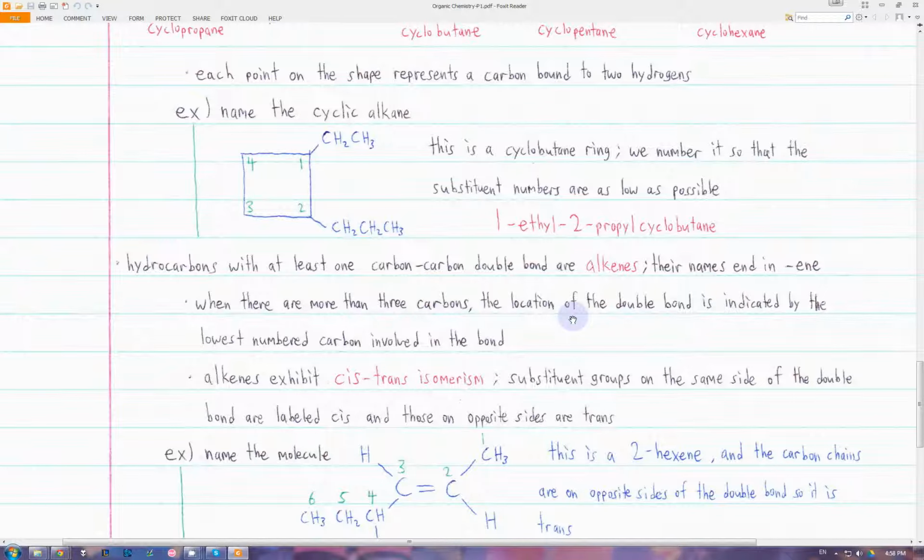And when we have alkenes with more than 3 carbons, then we have to specify the position of the double bond. And so we give the double bond a number, just like how we give the substituent groups a number. And so we indicate the location of the double bond with the lowest numbered carbon involved in the bond.